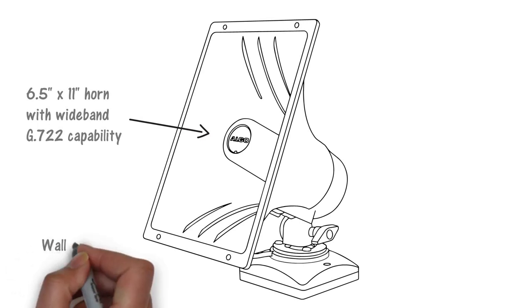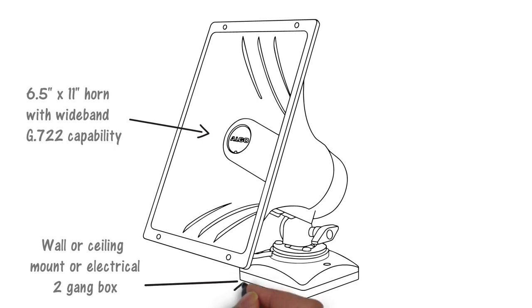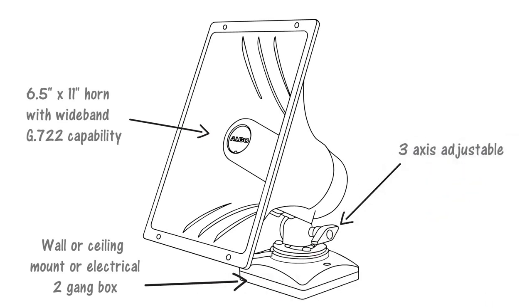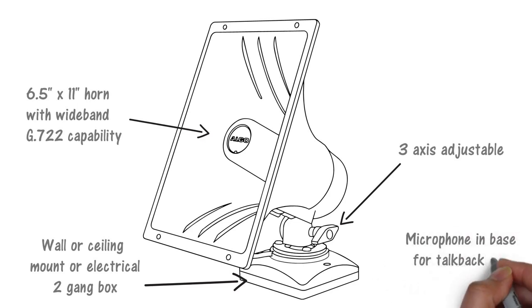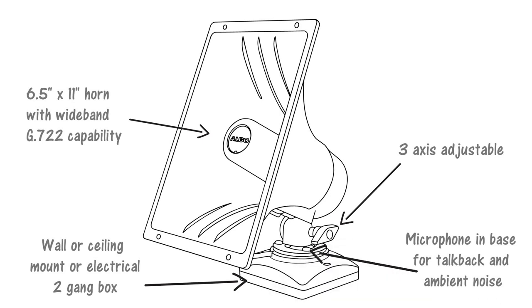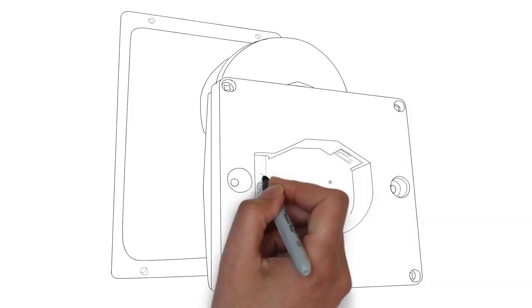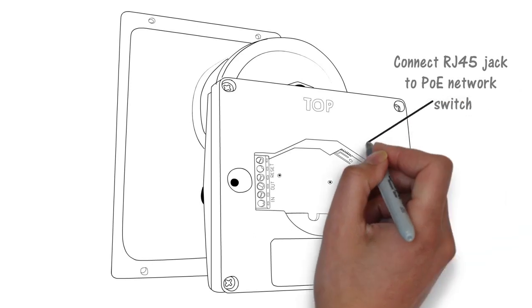The horn speaker may be wall or ceiling mounted or attached to a double-gang electrical box. Ergonomic adjustment knobs allow for easy horizontal, vertical, and rotation adjustment. A microphone in the base of the speaker provides talkback and automatic response to ambient noise level. A simple RJ45 plug connection to the PoE switch is all that's required for connectivity of the speaker.